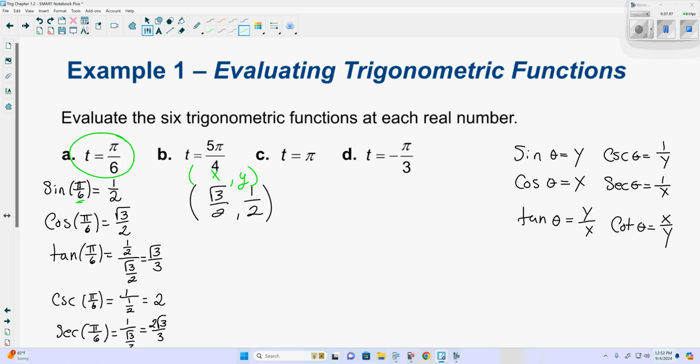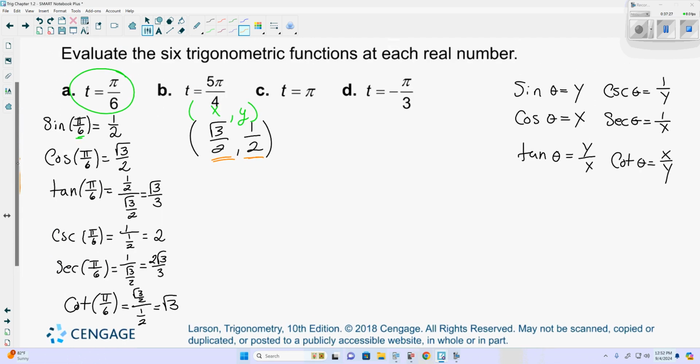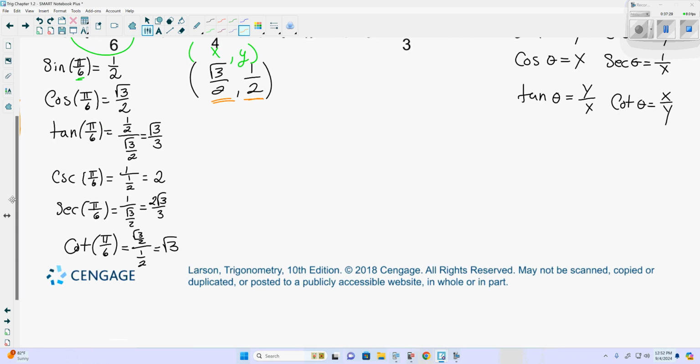So sine is y. The y value is 1/2. Cosine would be x. Tangent is y over x. Cosecant, CSC, is 1 over y. Secant, 1 over x. Now we'll do more of this tomorrow. We'll stop here for today.